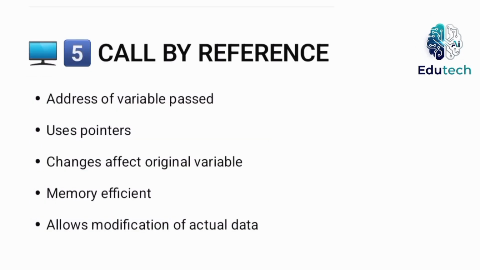Explain call by reference. Call by reference is a method of passing arguments to a function using memory addresses. In this method, the address of the variable is passed to the function, usually using pointers. Therefore, any changes made to the parameters inside the function directly affect the original variables. Call by reference is useful when we want a function to modify the actual values of variables. It is also more memory efficient when dealing with large data because it avoids copying data.